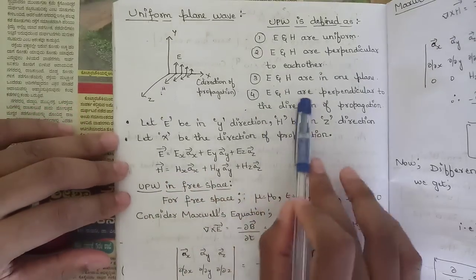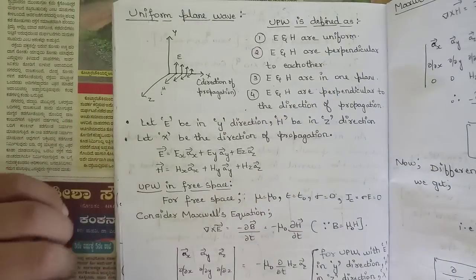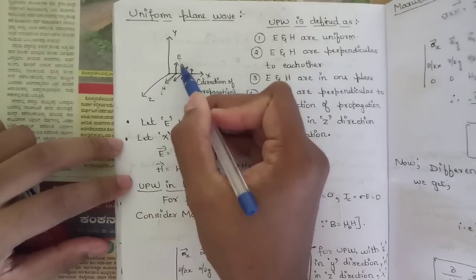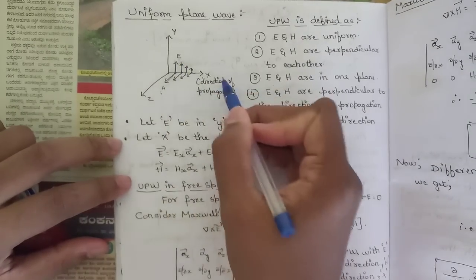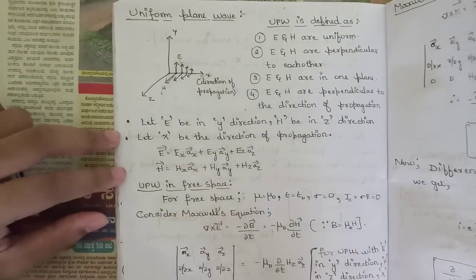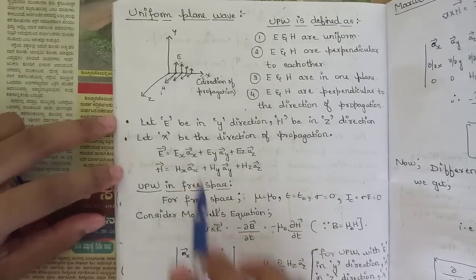And this E and H are perpendicular to the direction of propagation. Okay, in this figure you can see these are the directions of propagation, which this arrow indicates. So now let's see what this concept of uniform plane wave is.